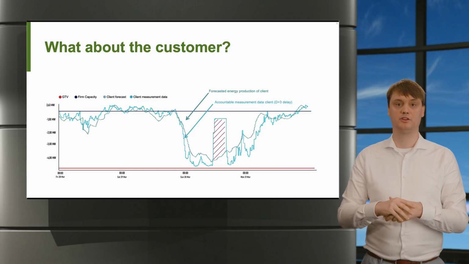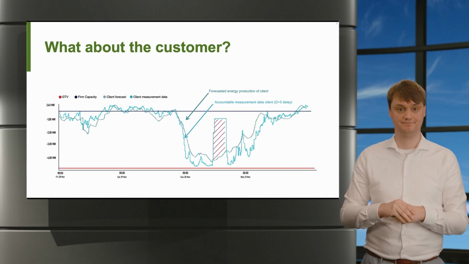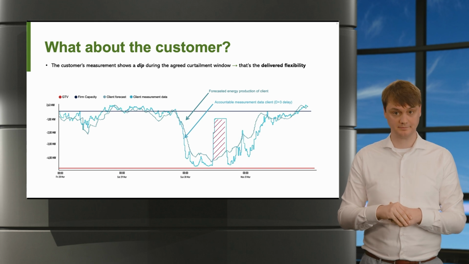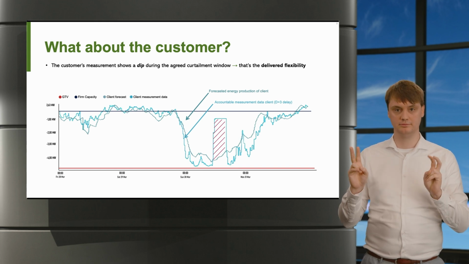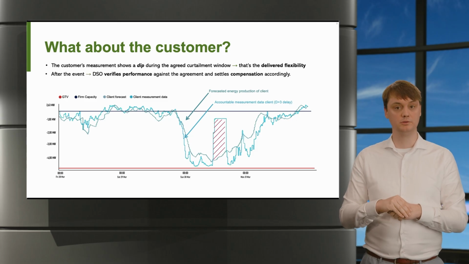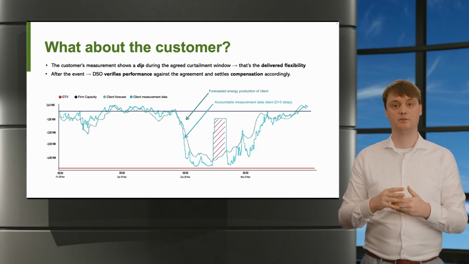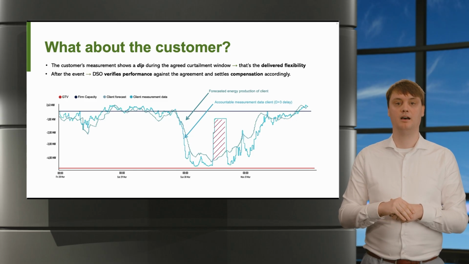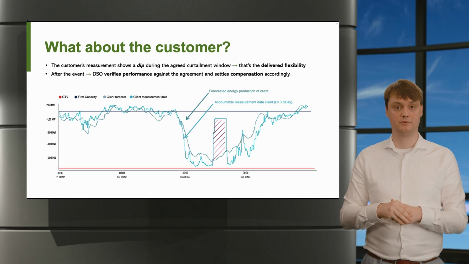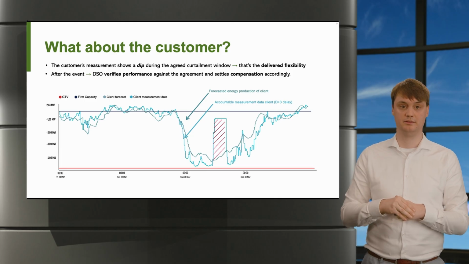Now, what was the effect on the customer whose behavior we changed? If we look at the customer measurements, you can see the same general pattern, but with a clear hole in the period where we ask him to limit production. That hole is the part of the agreement we compensate financially. And after the action, we verify whether the customer actually did what they agreed upon. This is how we check performance and settle the contract that we agreed in.